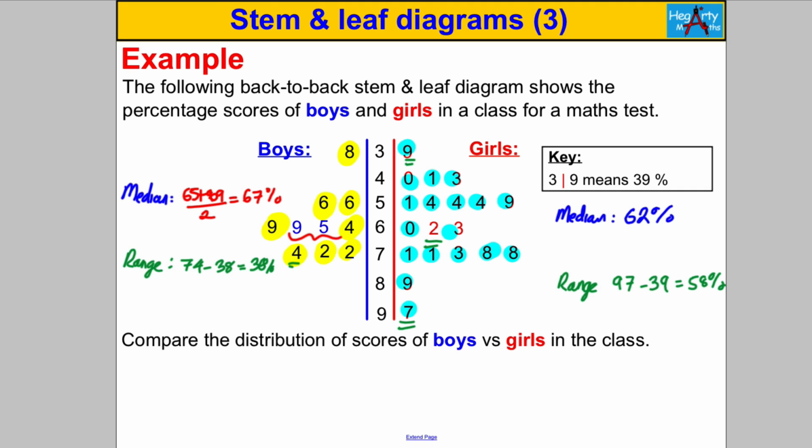Now, when we're asked this question here, compare the distribution of boys and girls, you've got to see that phrase, compare the distribution, and know it means you must compare the averages and you've got to compare the range. So that's what it means. So you've got to say two statements comparing those. So let's do the first statement comparing the average. The average we've got is the medians. So we can say the median of the boys is bigger.